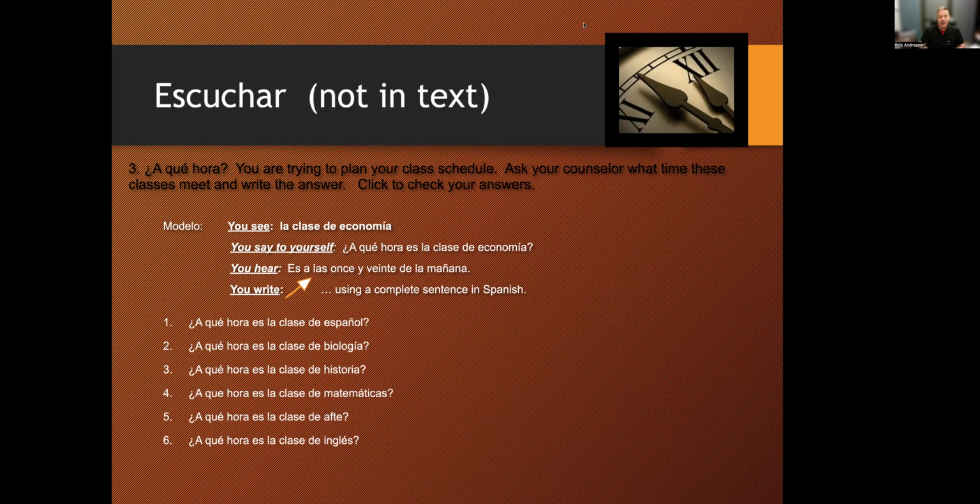Okay, how'd you do? So 6 options there. You heard a native Spanish speaker telling you some times. Let's see how you did. Let's compare your answers to my answers.